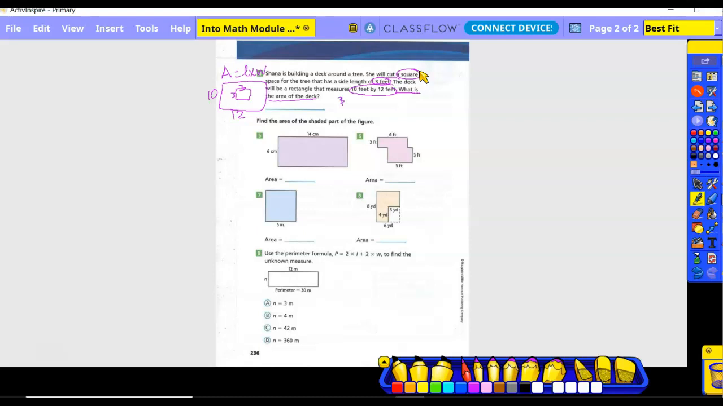Okay, so the big rectangle is 10 times 12, which equals what? 120. The small rectangle or square is what? 3 times 3, which is 9. So we subtract then, right? So 1, 1, 1. So the area is 111 what?